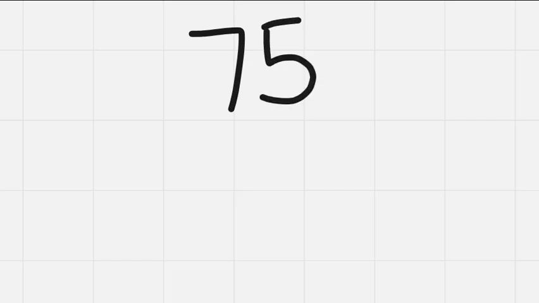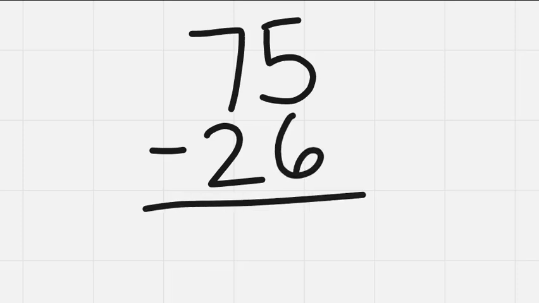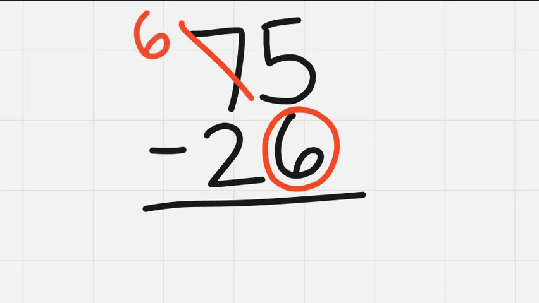Let's do another problem. Let's do 75 minus 26. Let's do this together. Here, between 5 and 6, we'll circle the 6. The big number is on the bottom, so we have to borrow. When we borrow, we'll cross off the 7. The 7 goes down to a 6. And then we add a 1 in front of the 5 to become 15.